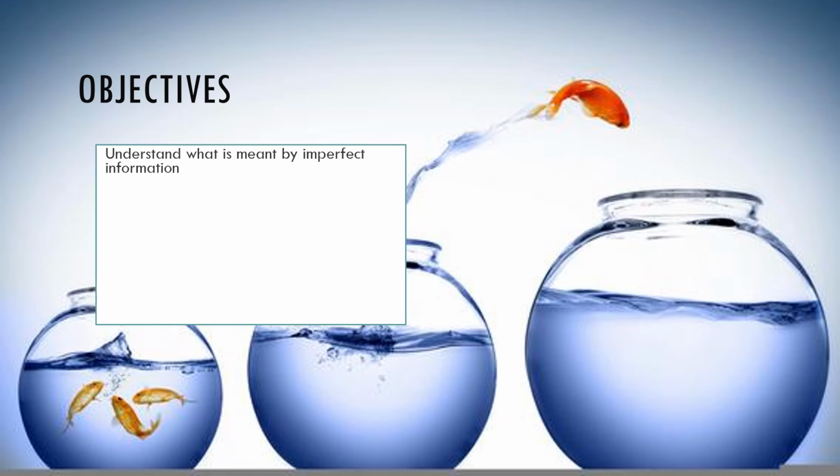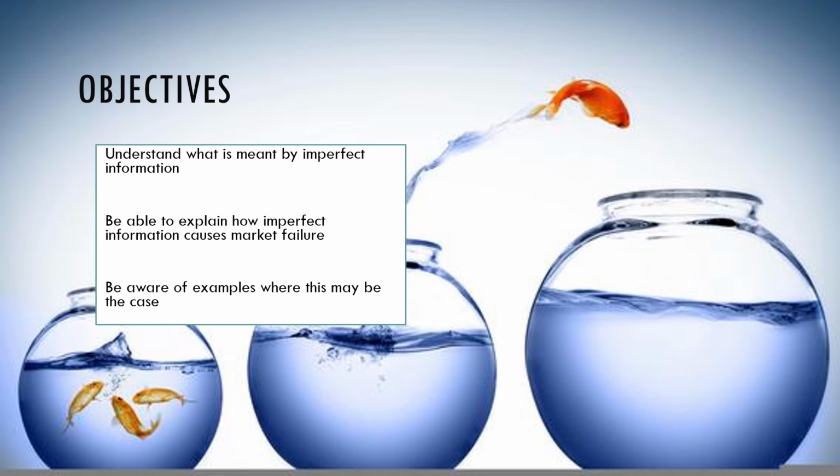So in this video, we've looked at what is meant by imperfect information, how imperfect information causes market failure, and examples of where this may be the case. And ultimately, as we'll see later, where there is imperfect information, there is perhaps a role for government to play in providing additional information to the buyer or the seller, or trying to introduce some laws or regulations that help address the imbalance in information in the marketplace.